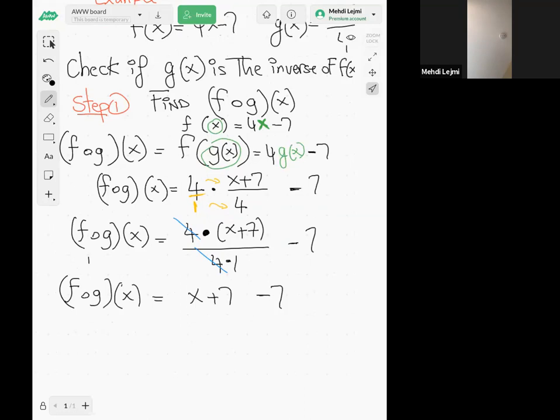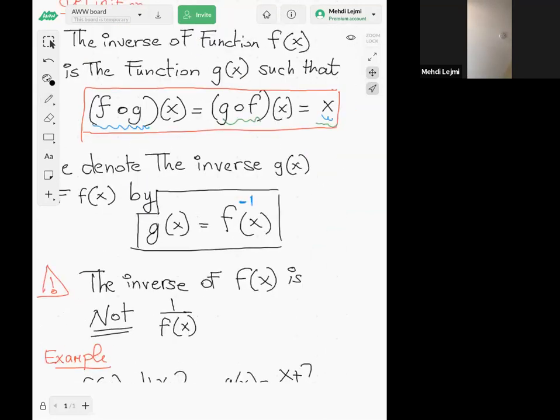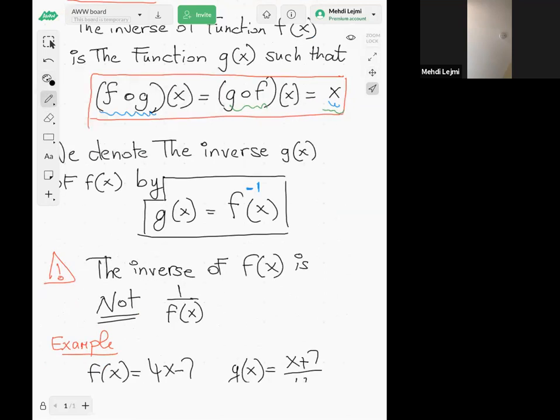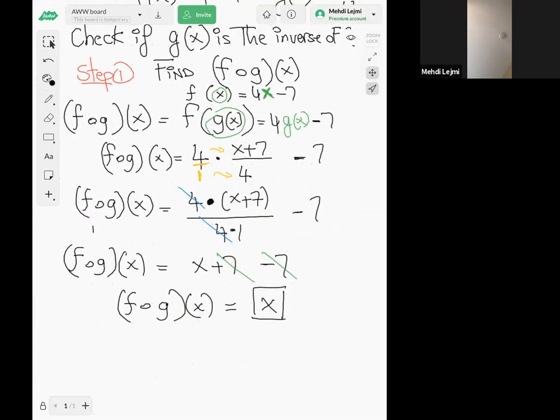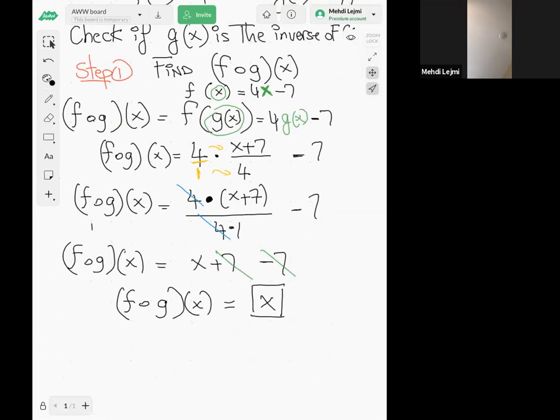So then plus 7 minus 7, so the 7 cancels out. You see we get f composed with g of x is equal to x, just x by itself. Okay, and that's exactly what we want, right? Again, by definition, you need this f composed with g to be equal to exactly x, and that's what we have here. So that's the first step: f composed with g.